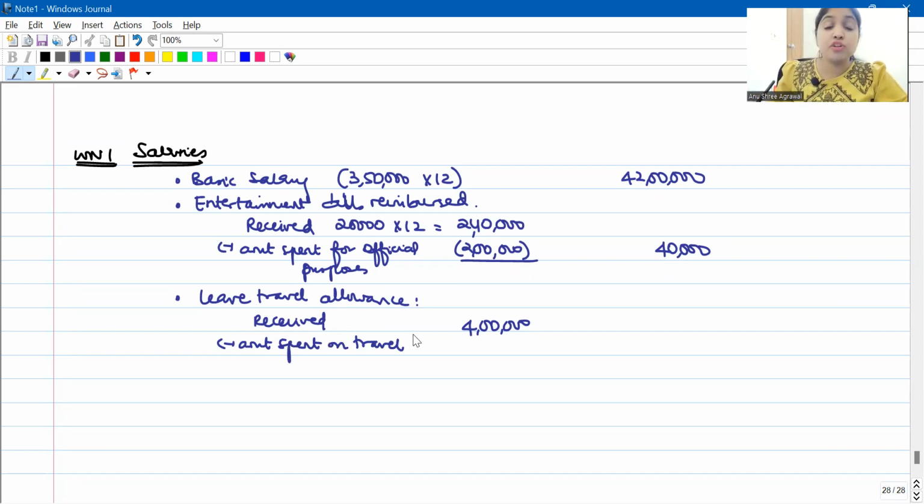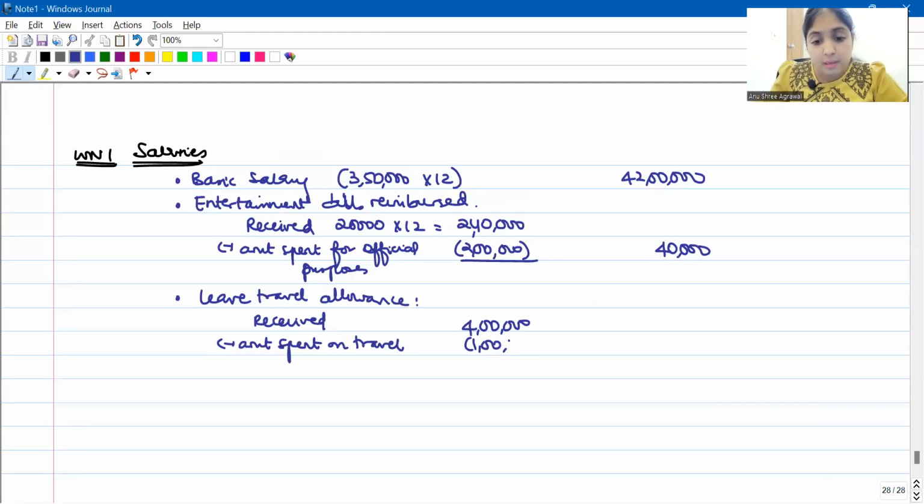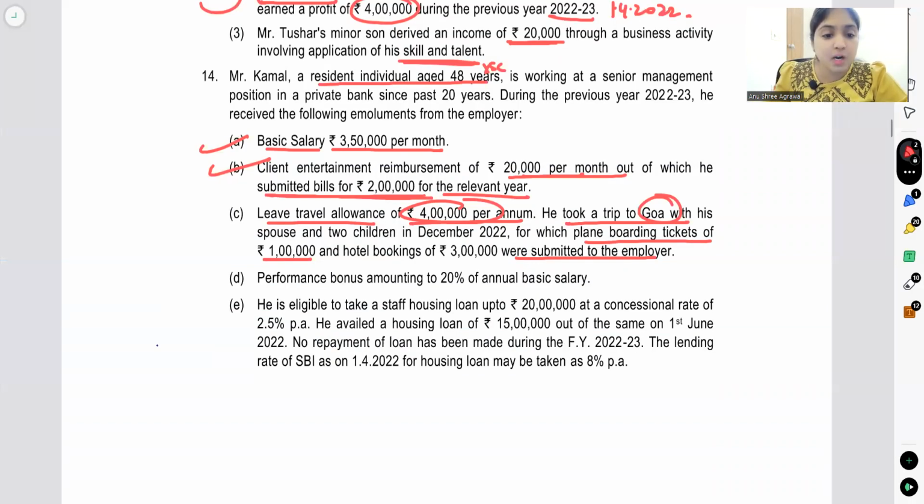And one more thing, you're supposed to travel only to any place in India. Yes, he went to Goa. And you're supposed to go with your family. Yes, he's gone with his spouse and 2 children. Number of children should not be more than 2. Yes, it is 2 children only. So I will give exemption, but only to the extent of the travel. The hotel expenses are not allowed.